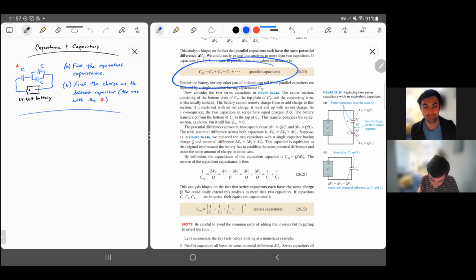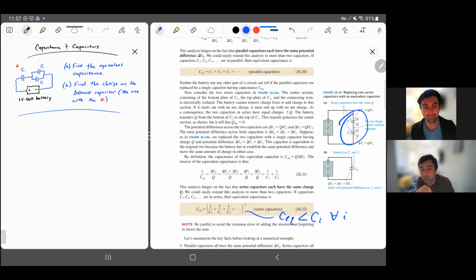You'll notice that if you're combining capacitors because you want as big a capacitance as possible, you want to combine them in parallel. Because this formula right here has, for series combination only, C equivalent is less than Ci for all i. So the capacitance will go down if you connect them in series. So like right here, this equivalent capacitance is less than C1, and it's also less than C2.